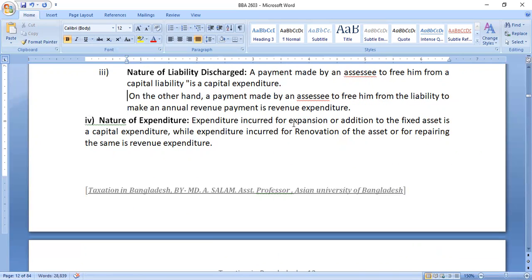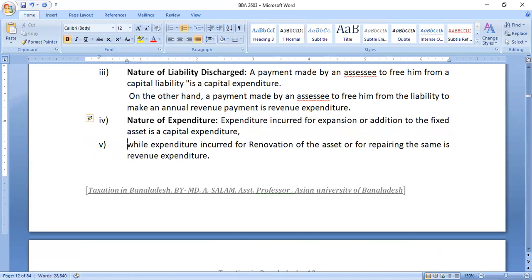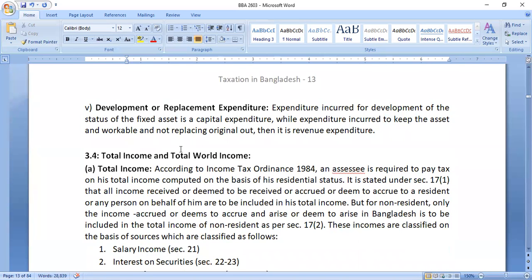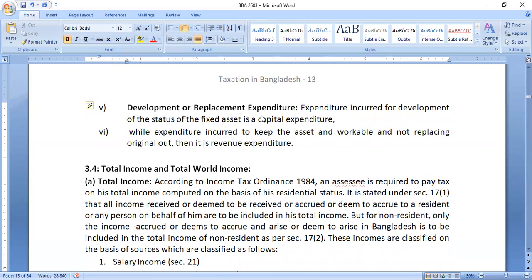Nature of expenditure. Expenditure incurred for the expansion or addition to fixed assets is called capital expenditure, while expenditure incurred for the maintenance of the assets or for repairing the same is revenue expenditure. Then development or replacement expenditure. Expenditure incurred for development of the status of fixed assets is capital expenditure, while expenditure incurred to keep the assets workable, not replacing the original, is revenue expenditure.